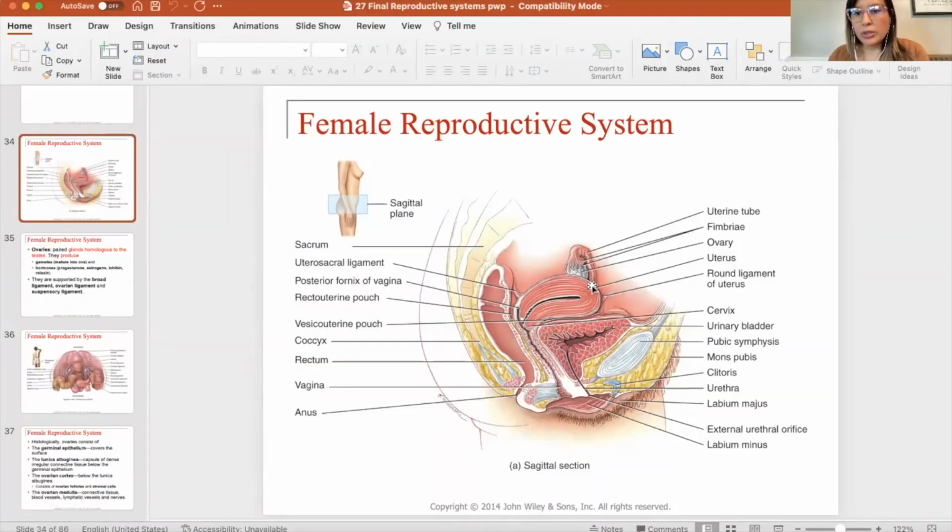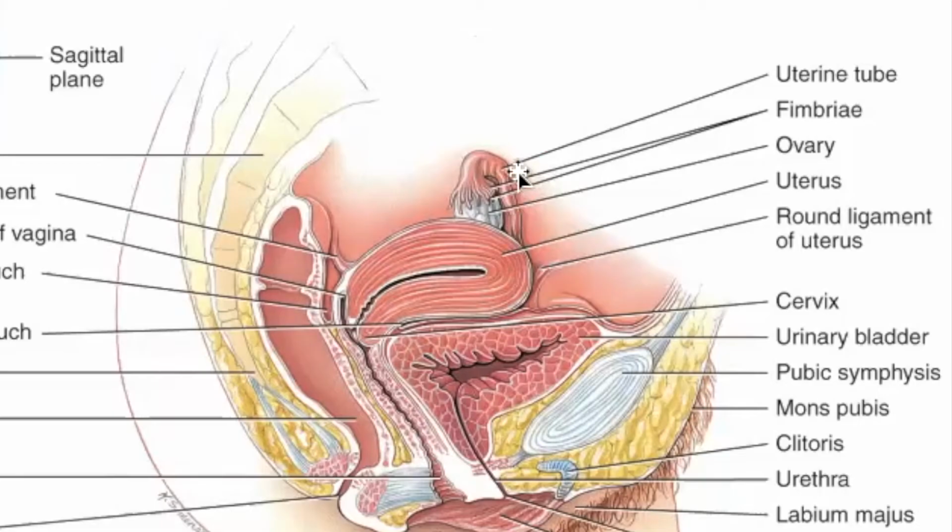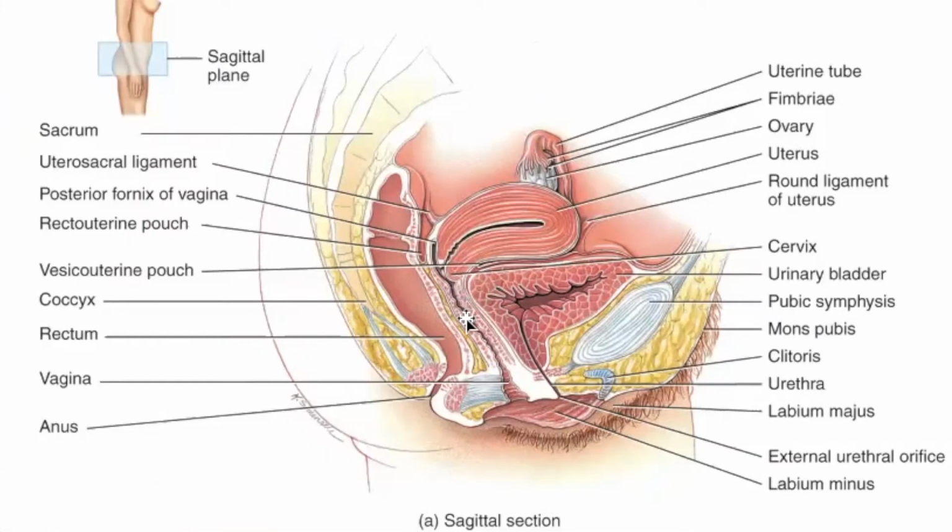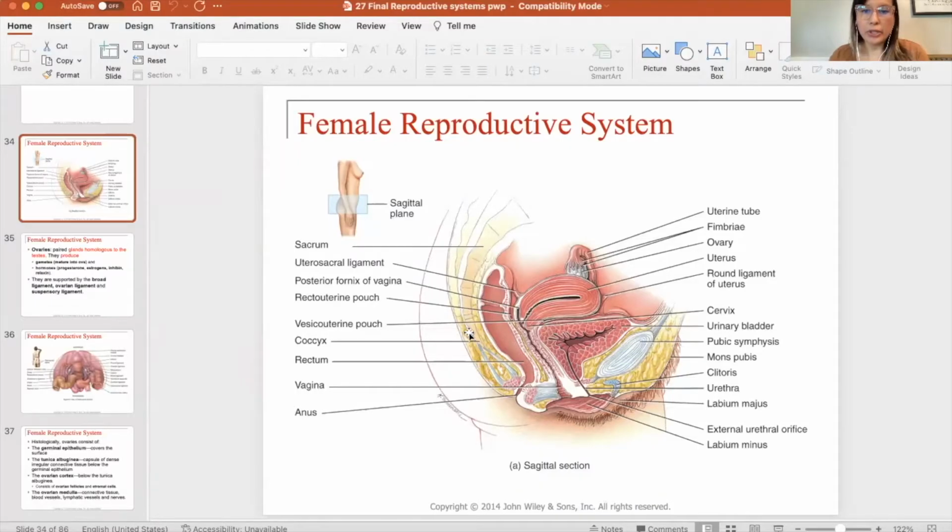Attached to the uterus, you're also going to find the uterine tubes, or fallopian tubes, with the fimbria close to the ovaries. Remember, this is only half of it, but there are two of them. Then posterior to the vaginal canal is where the rectum is located. And posterior to that, you will find the area of the coccyx and the sacrum, right?